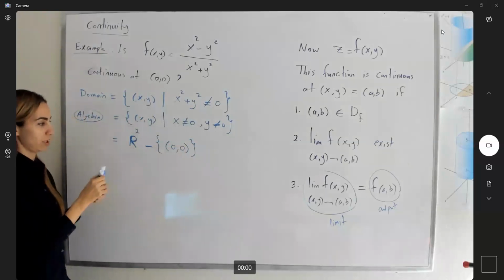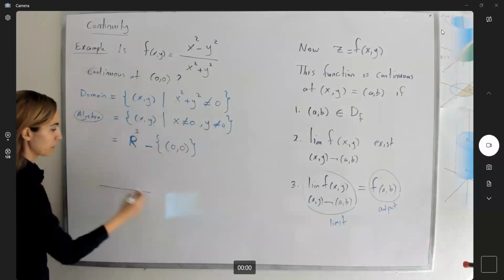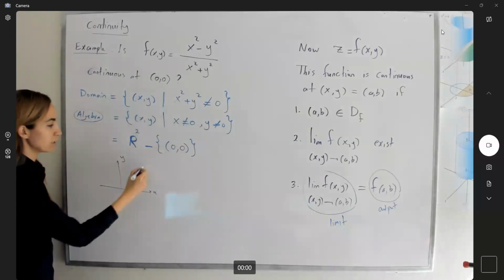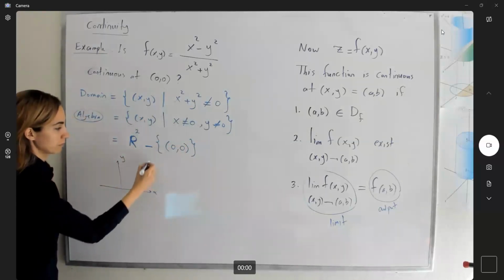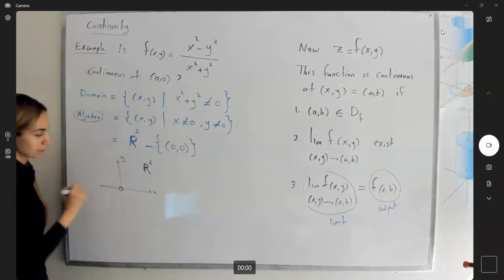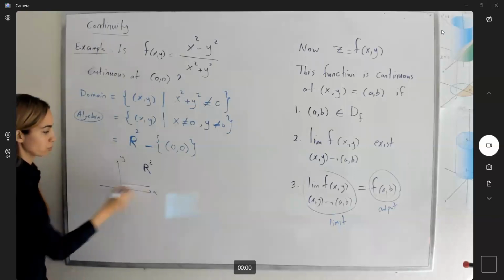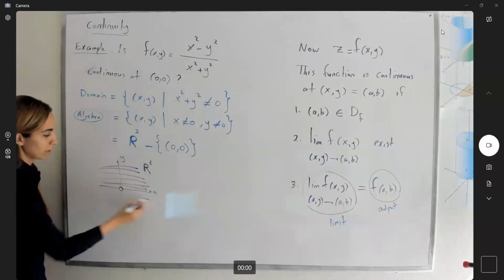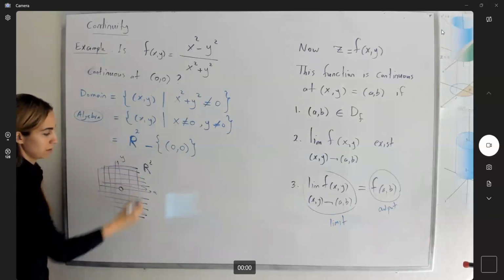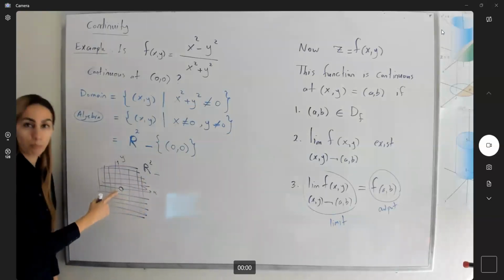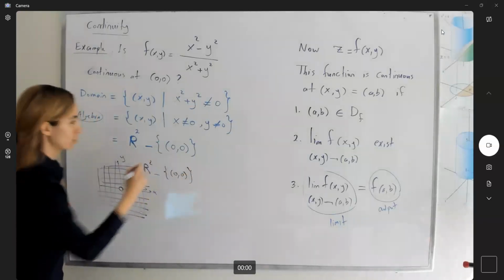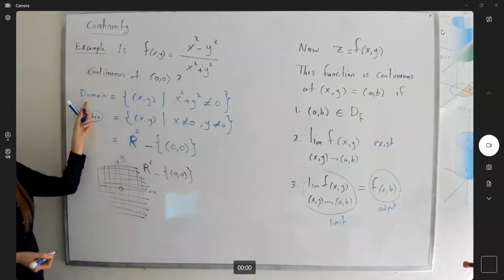So if you want to visualize this, it is just the plane. This is x and this is y, which is nothing but R squared. And then you are just eliminating (0, 0) from R squared. So now you have R squared for the plane minus this point, which is the origin, (0, 0). Okay, so this is my domain.